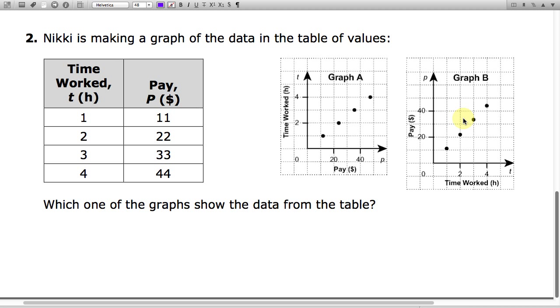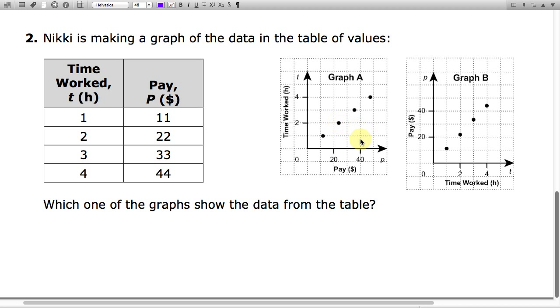Okay. The next question is number 2. In number 2 it says that Nikki is making a graph of the data in the table of values. So it's got the time worked T in hours, so 1, 2, 3, and 4 hours. And in each case you get a corresponding pay. So for 1 hour's work you get $11 pay, 2 hours work you get $22, 3 hours you get $33, 4 hours you get $44. So it's asking which one of these graphs shows this data from the table.